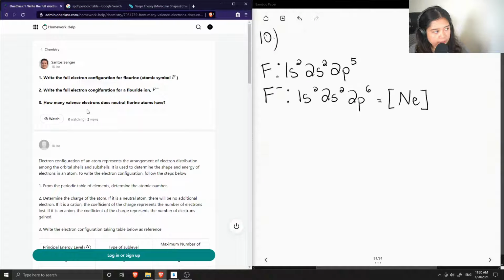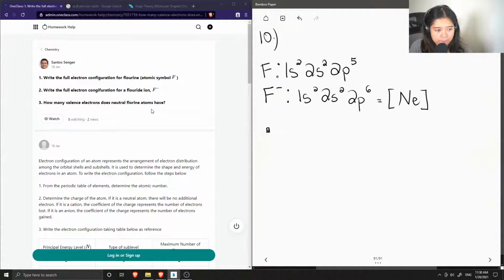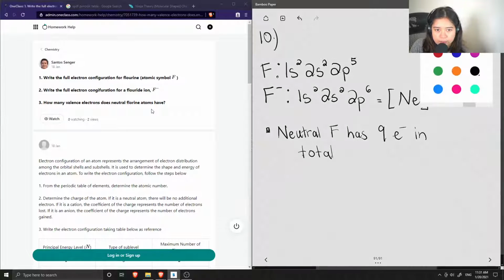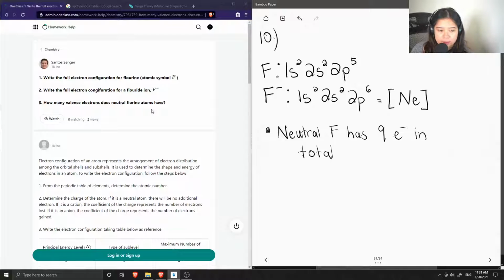So now the third part of the question asks, how many valence electrons does a neutral fluorine atom have? So neutral fluorine in total has 9 electrons. So if we count out all of the superscripts in our neutral fluorine atom, 5 plus 2 plus 2 is 9. So now let's try to show a diagram of this atom.